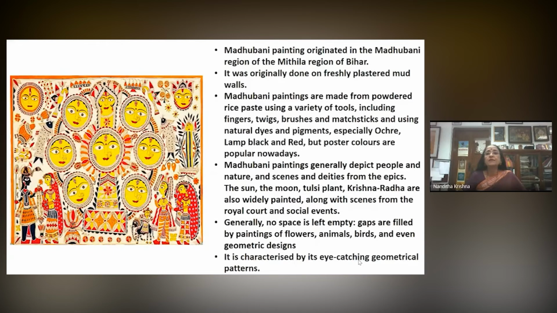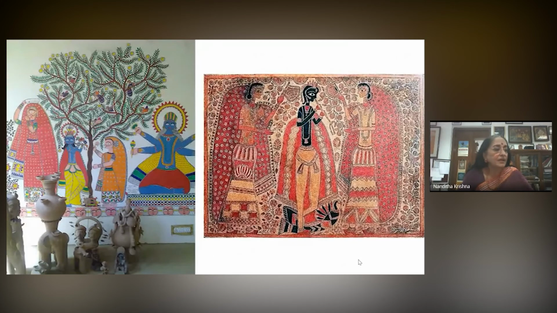Madhubani painting was originally done on freshly plastered mud walls, and they were made from powdered rice paste using a variety of tools, including fingers, twigs, brushes, matchsticks, and again natural dyes and pigments. But nowadays, it's poster colors. In fact, in all the folk paintings nowadays, except in 1 or 2 places, poster paints have really taken over. Madhubani paintings generally depict a lot of nature and, again, as I said, tales from the epics.